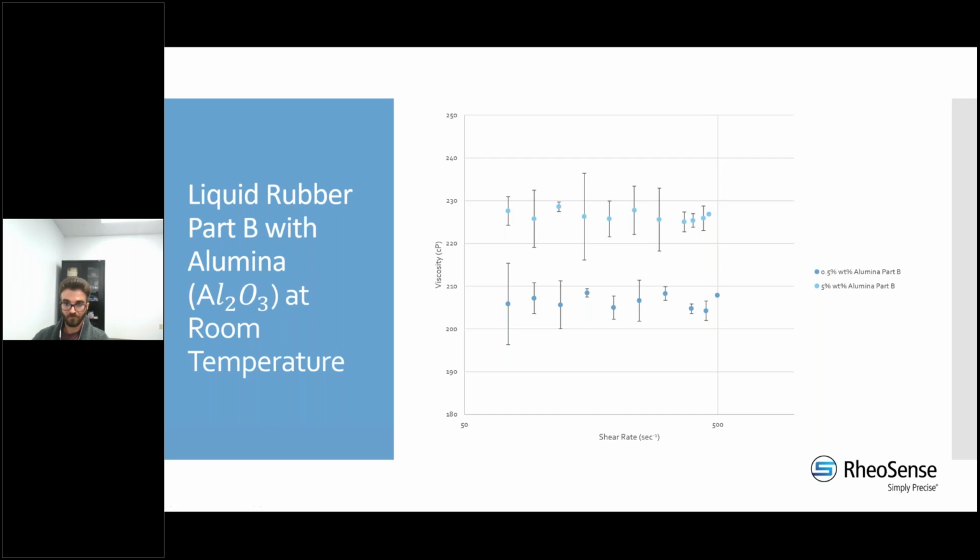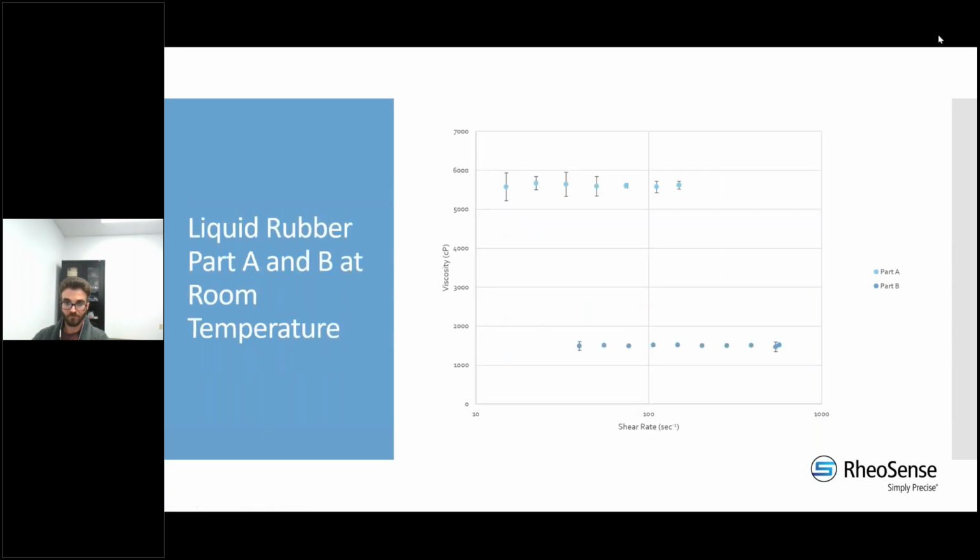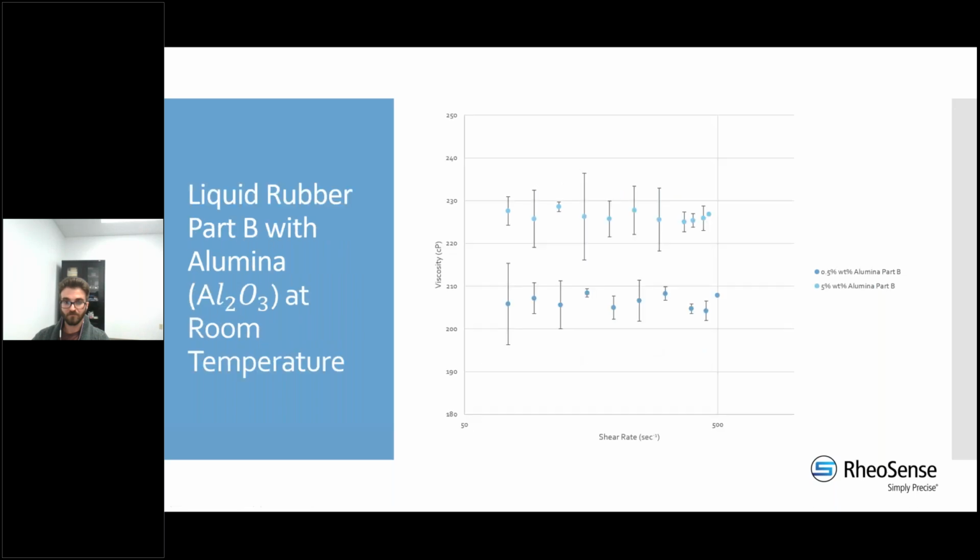If I go back quickly, we can see here that our part B is this one at the bottom, and it's around 1,500 to 1,600 centipoise. And by adding the particles, you can see it lowered the viscosity quite a bit. Depending on the concentration as well, it will lower it even more.